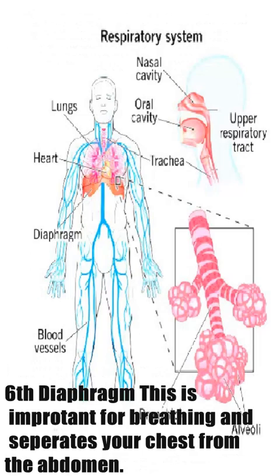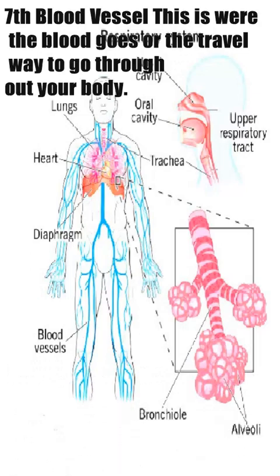And the number 7, the last one for the respiratory system, will be blood vessel. This is where the blood goes, or the travel way to go through all of our body to give the oxygenated blood throughout our body.